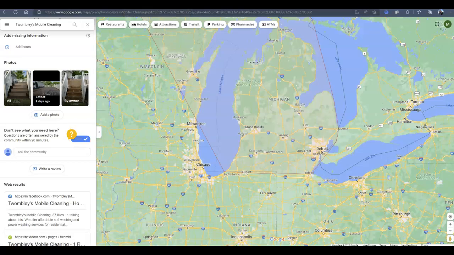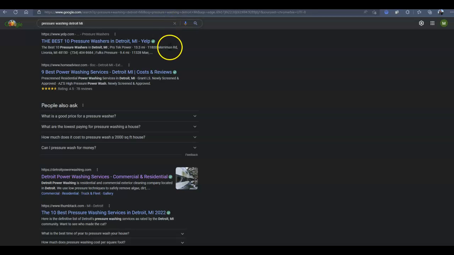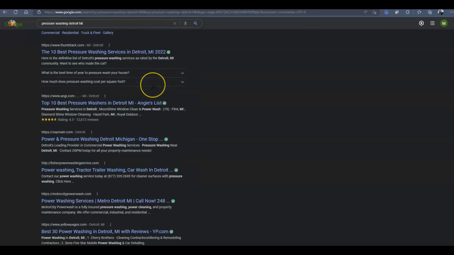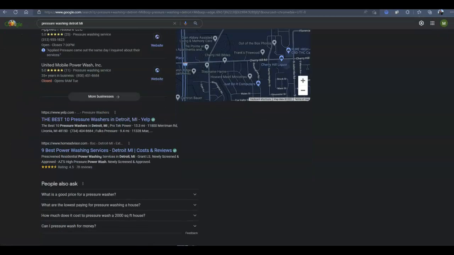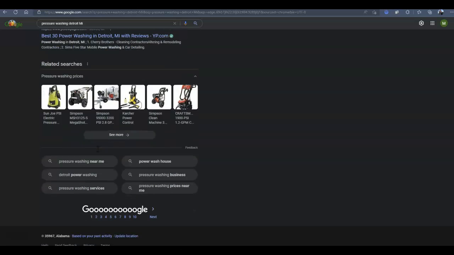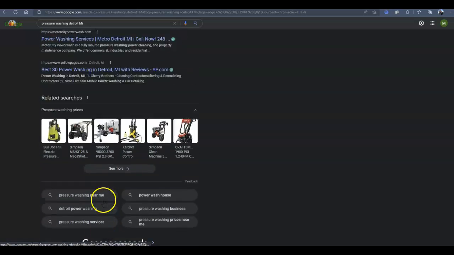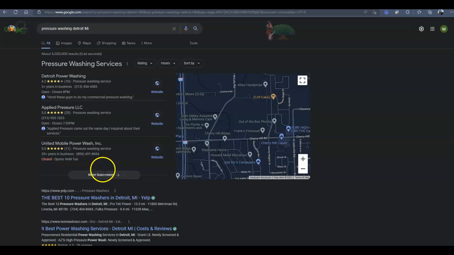Now, if I take a look here at pressure washing in Detroit, I'm going to see, as a potential customer, the top three businesses in maps and this first page of organic URLs. 9 out of 10 people never make it to the second page of Google, and most won't even click more businesses. You want to be as easy as possible for your customers to find so that they actually see you and want to utilize your services. If they don't know you exist, they're not going to be able to use those services and come visit you if they don't know how to find your company or that it even exists.